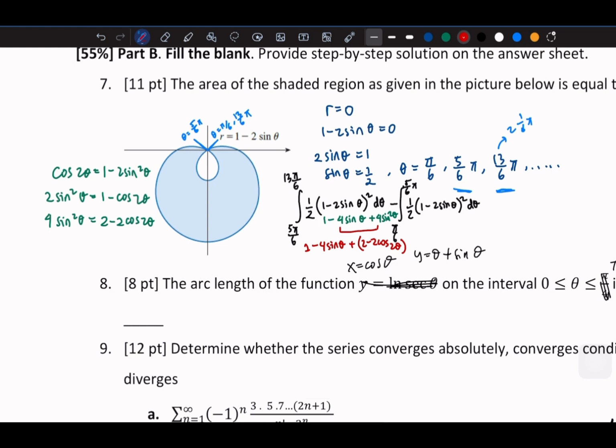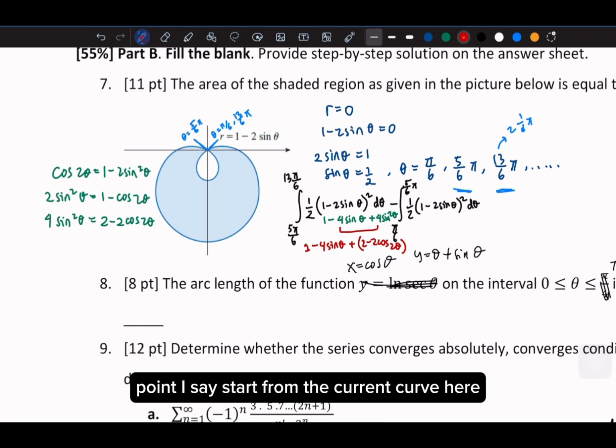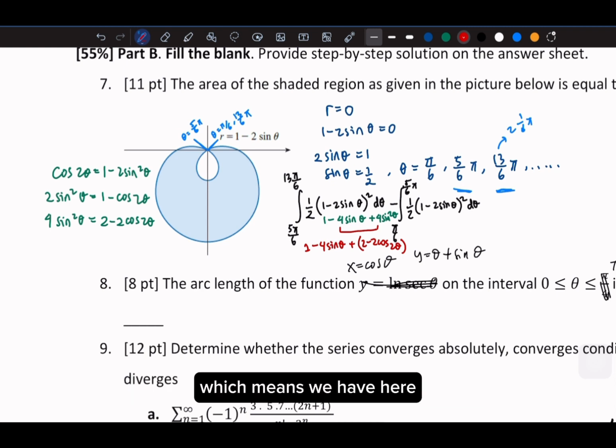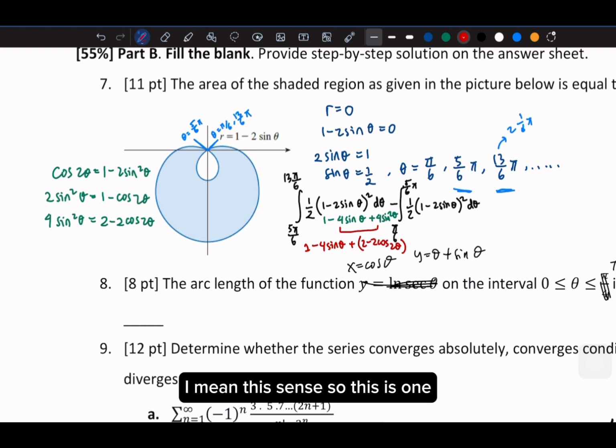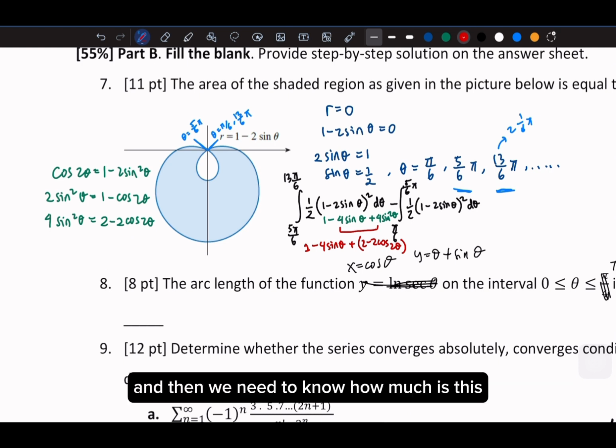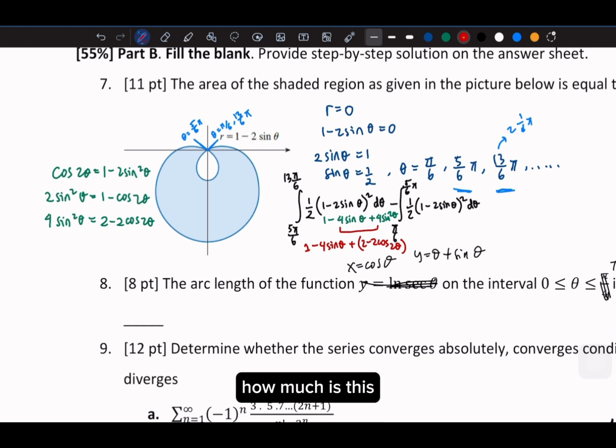So at every point, let's say it starts from the polar curve here, when sine is 0. So this will be 1, and this is another 1. I mean distance. So this is R equal 1. And then we need to know how much is this, how much is this.